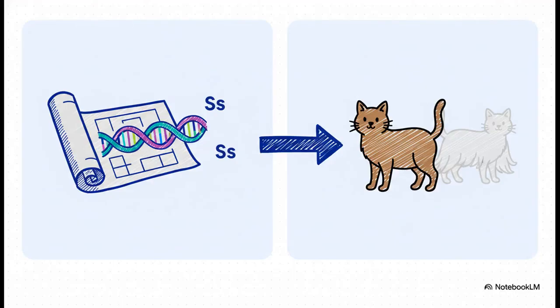Now this one is absolutely critical. Genotype versus phenotype. The genotype is the internal genetic code. The actual combination of alleles an organism has, like SS, Ss, or ss. The phenotype, on the other hand, is what you can actually see, the physical result of that code, like a cat having short hair. So genotype is the blueprint, phenotype is the building.